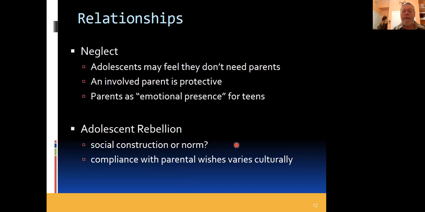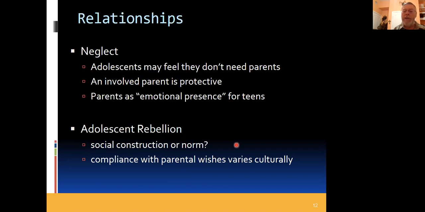So this is more myth than it is reality. That said, yes, the bickering level conflict is very typical. Now, that said, compliance with parental wishes varies by culture.